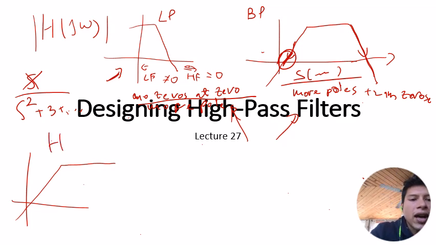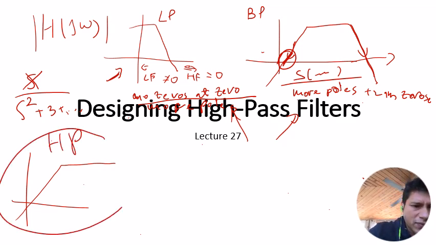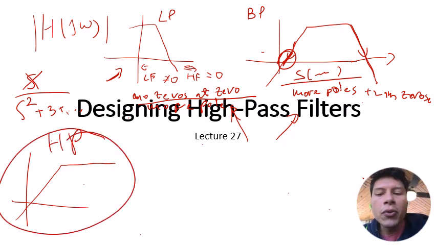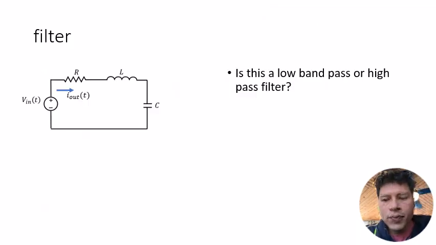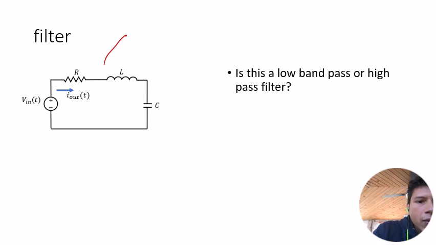Today we're going to talk about how to design high pass filters. Before we do, let's go over some examples. It's asking us, is this a low pass, band pass, or a high pass filter? So I could derive the transfer function for this. So let me just derive that.